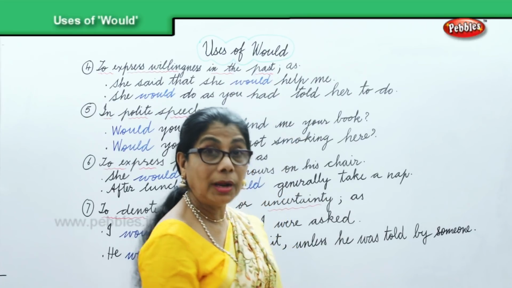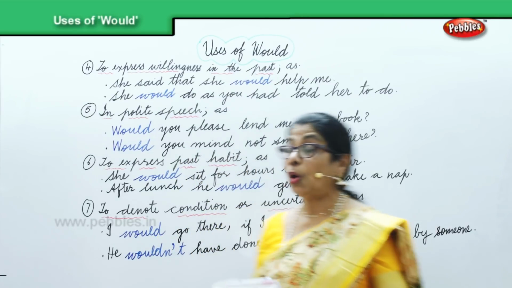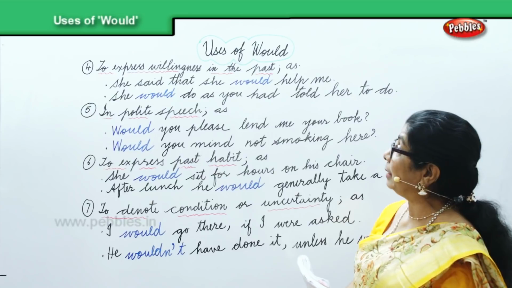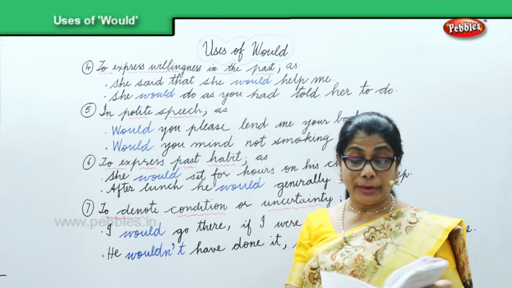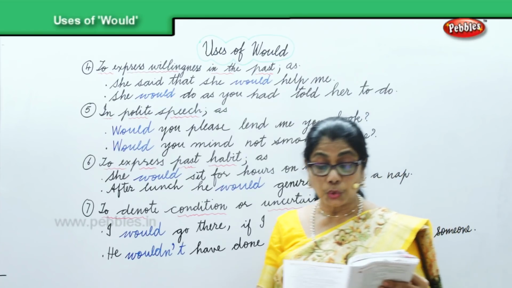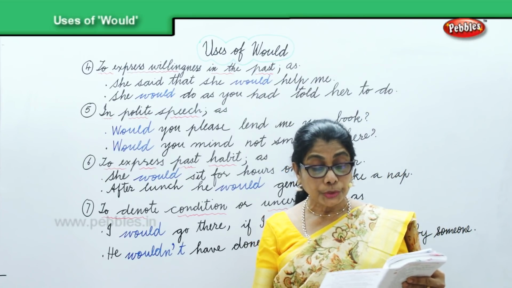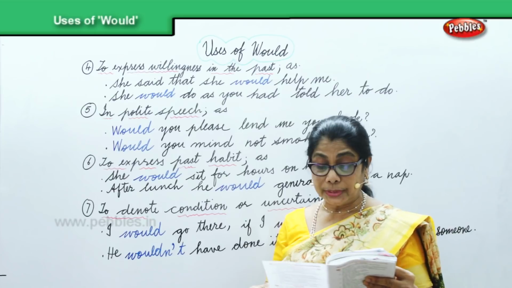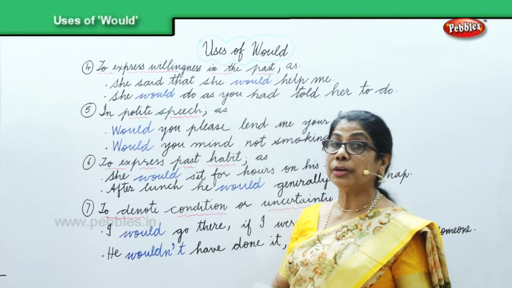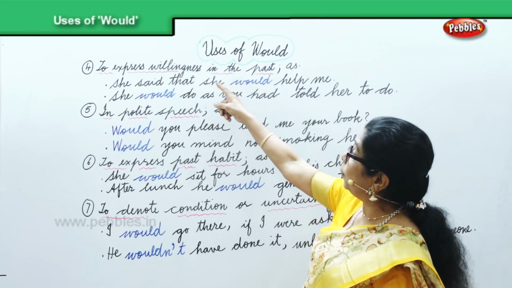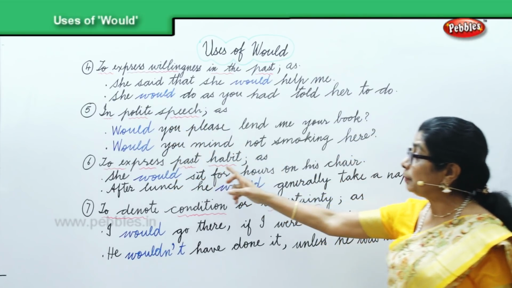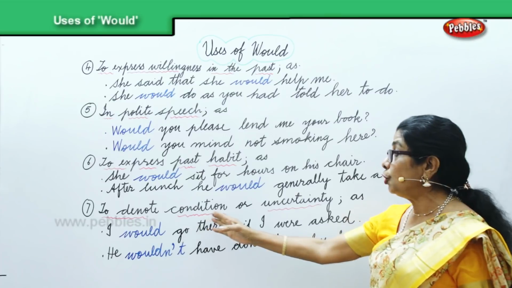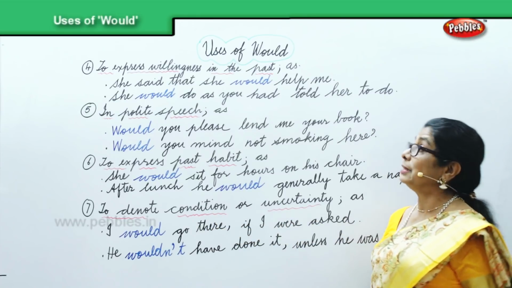So how many categories have we got? There are altogether 7 categories of the uses of would. First, to express a wish, to indicate refusal, to express determination, to express willingness, in polite speech, to express past habit, to denote condition or uncertainty.